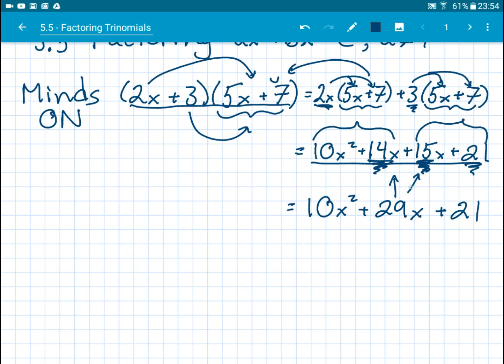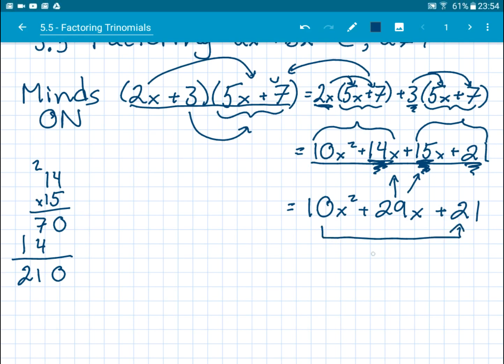But what we're going to do is just notice what 14 times 15 is. So do that over here. 14 times 15 is going to equal 210. Now what I want to notice is what is 10 times 21? 10 times 21 is also equal to 210. So no other set of numbers that combine to make you 29 when you add them will give you 210 when you multiply them. So that tells you how to choose these ones. You're looking for two numbers that add together to give you the middle term, but multiply together to give you the two outside terms multiplied together.